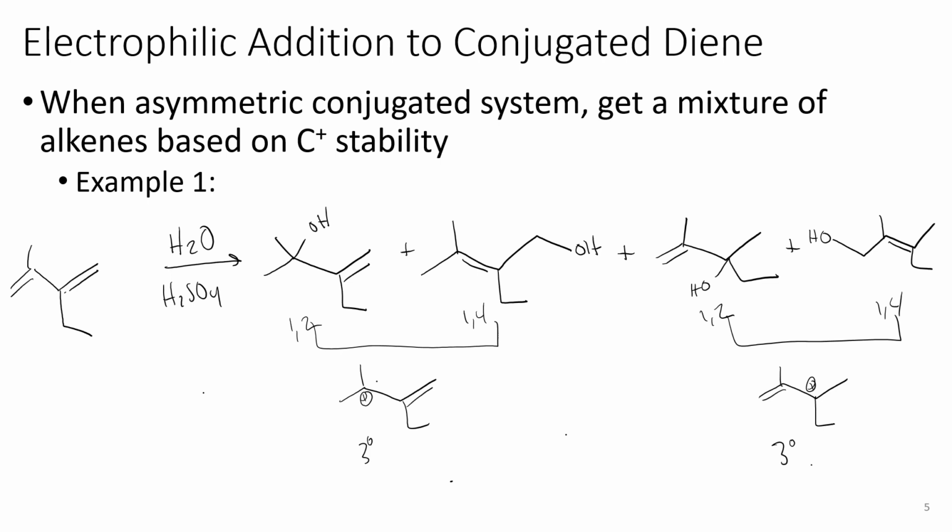So since I can initially generate tertiary carbocations, the most stable carbocations, whether I react the alkene on the left side of the molecule or the alkene on the right-hand side of the molecule, we will react both of them. And we will have this mixture of 4 different compounds if we actually run this reaction.